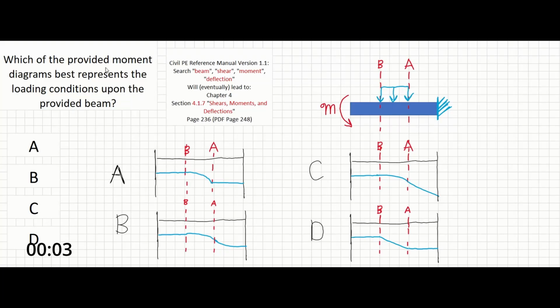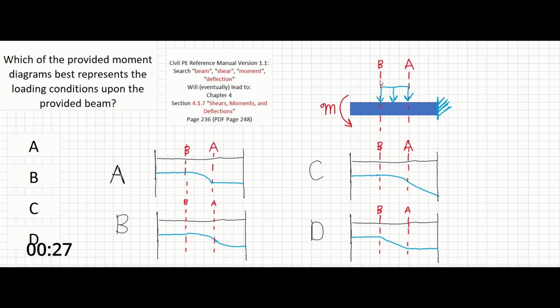Which of the provided moment diagrams best represents the loading conditions upon the provided beam? We can see the beam in question over here. It's a cantilevered beam attached to one side of the wall and has a moment applied at the other side, as well as a distributed load in this section between B and A.